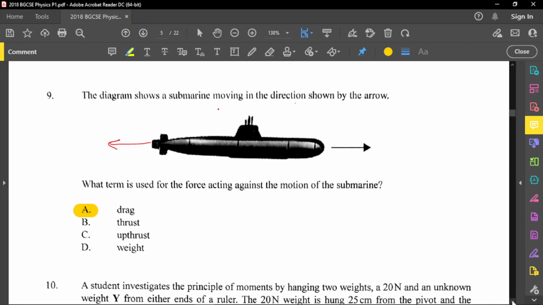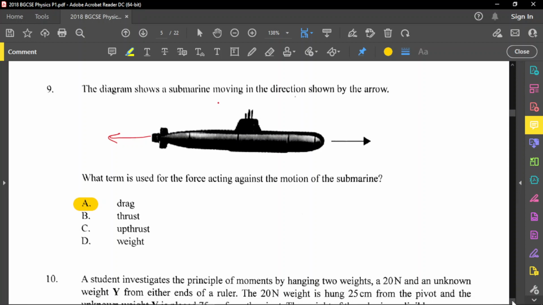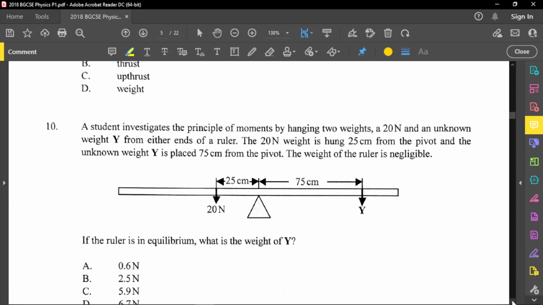All right, so let's go to the next question now. Question number 10. They say a student investigates the principle of moments by hanging 2 weights of 20 newtons and an unknown weight Y from either end of the ruler.